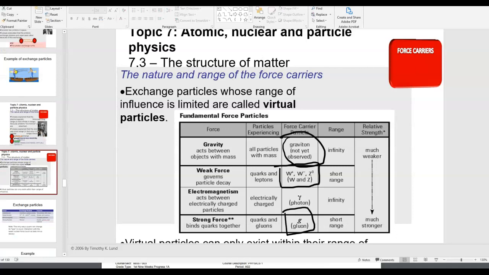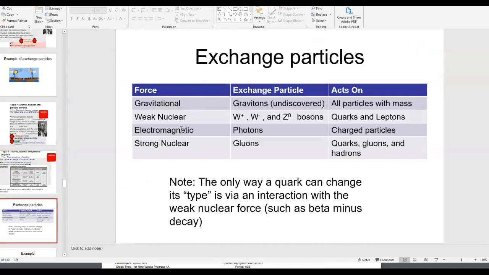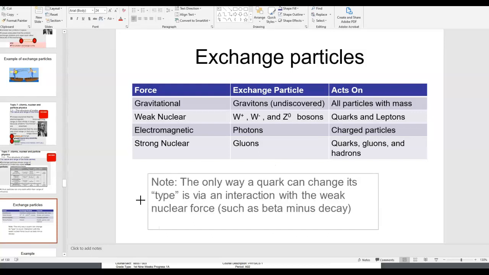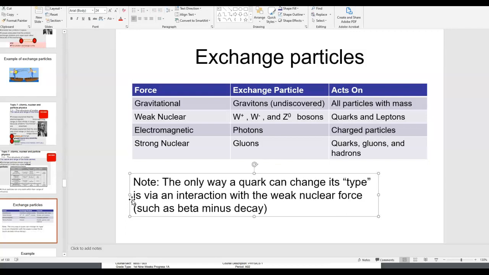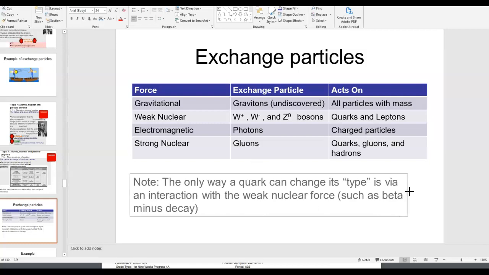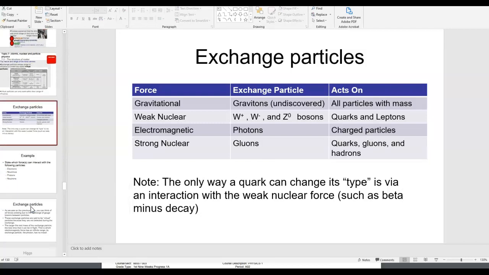Okay, so I'm going to go to the next slide. I think this is basically the same thing. It is important that you understand that anytime you see a quark change its type, that is an interaction via the weak interaction, the weak nuclear force. So when we talk about beta plus decay or beta minus decay, that involves the weak nuclear force. That is a fact that you need to know.